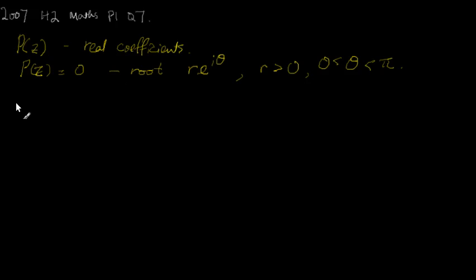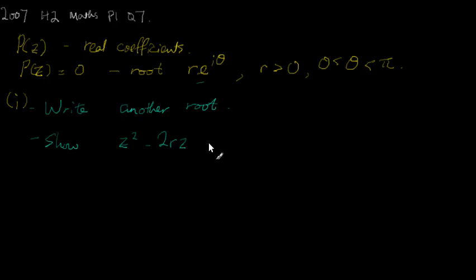Okay, and the question is to write down another root in terms of this, and also to show that this expression, z² − 2rz cos θ + r², is a factor of this polynomial. So that's the first part.